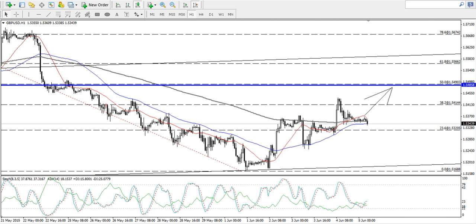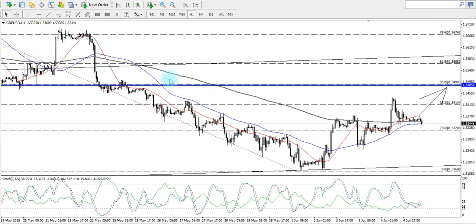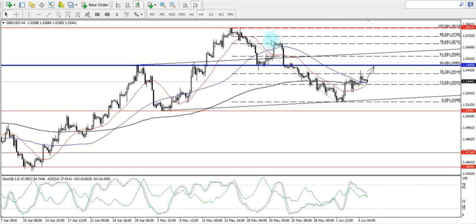Alright, so that's pretty much for the pound against US dollar. And of course, we would also like to take note that there is actually a falling trend line in the forward charts.